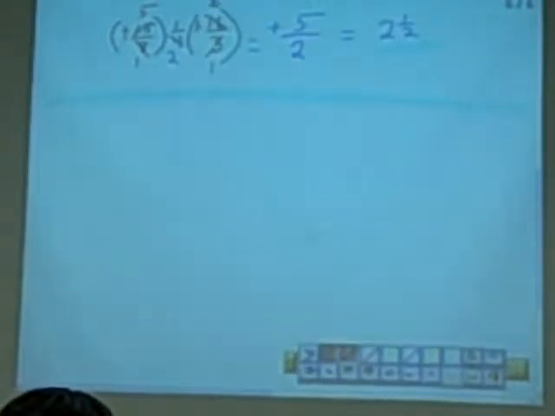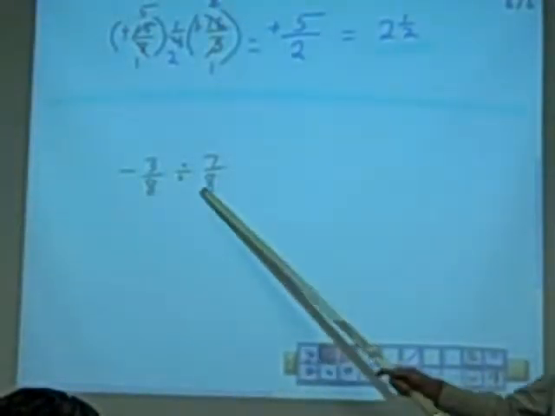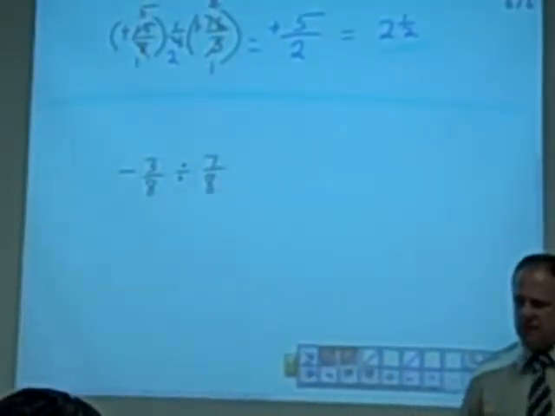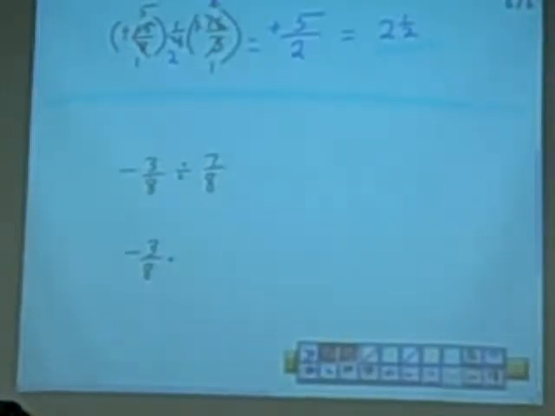Okay, here we have negative 3 over 8 divided by 7 over 8. Now, when we are dividing two rational numbers, or two fractions, what do we have to do? That's right. We have to flip and multiply. We've got to multiply the reciprocal. So that's going to be negative 3 over 8 times 8 over 3.